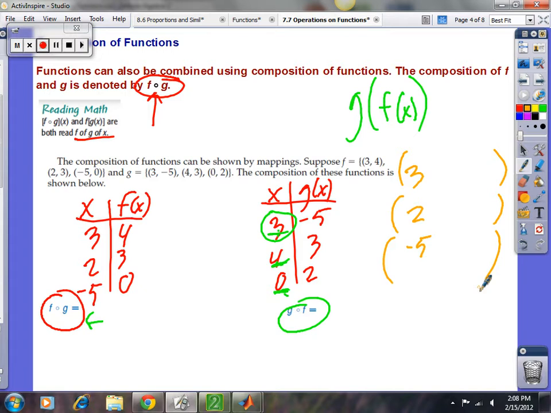Okay, you're starting with F of X. So you substitute a 3 in, and what does it give you out? 4. Now take that 4 and substitute it into G of X, and what does it give you out? 3. So 3 gives you a 3. Now let's substitute 2. You gotta start with F of X. 2 gives you a 3, take that 3, substitute it into G of X, and it gives you a negative 5.